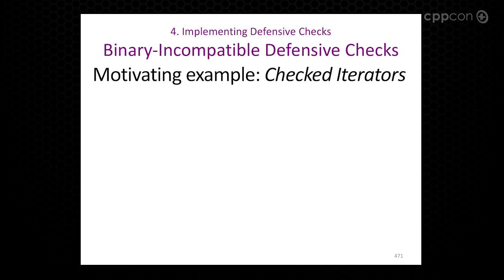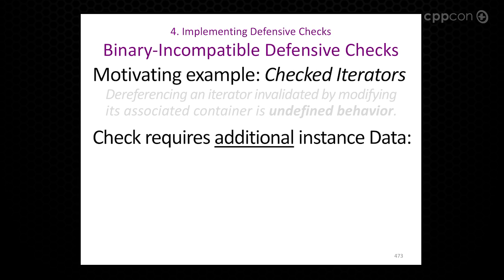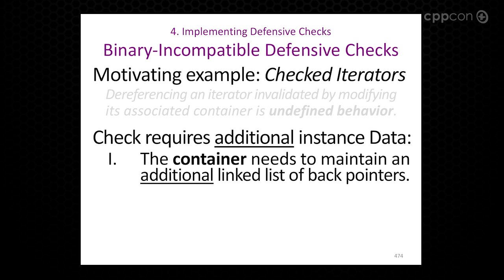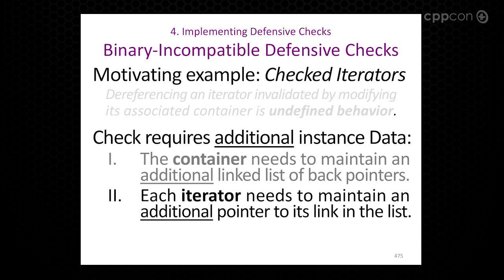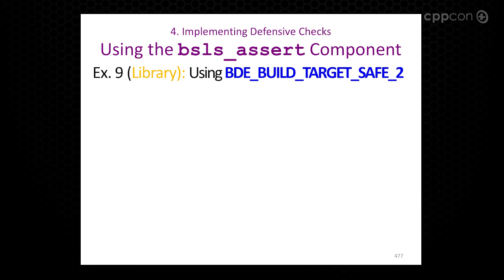sometimes, and this is a little bit more, sometimes we have binary incompatible checks. We can't mix these. This is an entirely different build. The idea is we'll need extra data members in our iterators, and extra data members in our containers. So the container needs to maintain an additional linked list, and the iterator needs to maintain an additional pointer. Okay? So if we do that, we can't mix these. So these are completely different. We call that safe 2.